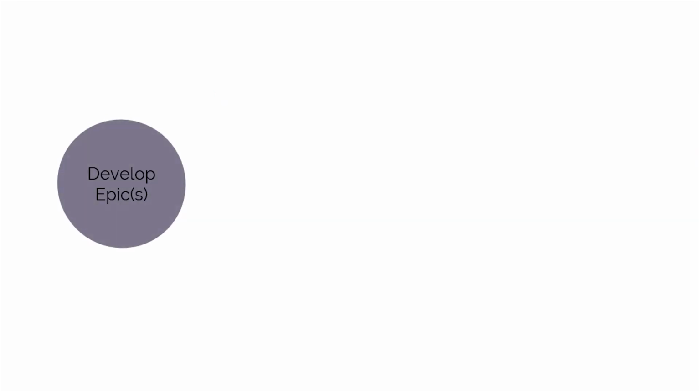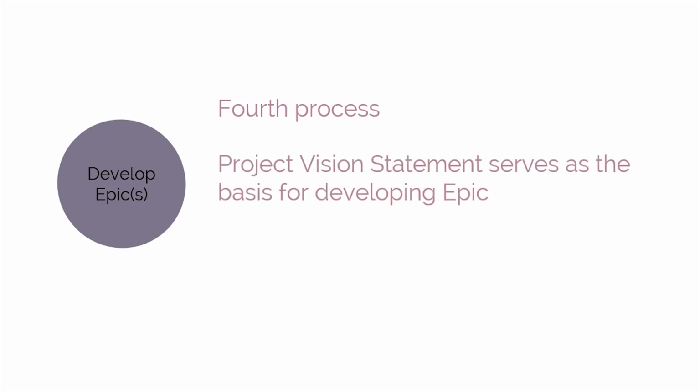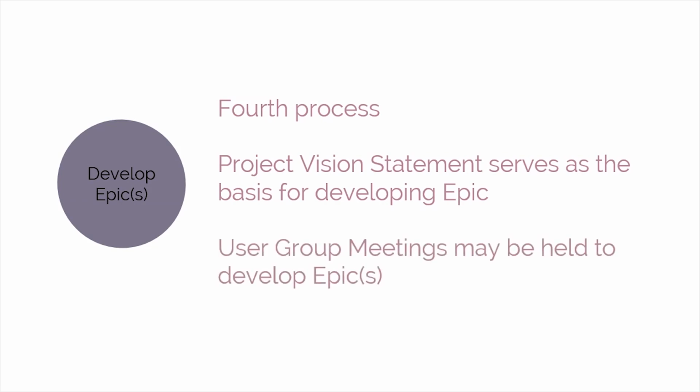The fourth process is Develop Epics. In this process, the project vision statement serves as the basis for developing epics, which are large, unrefined user stories. User group meetings may be held to develop epics.